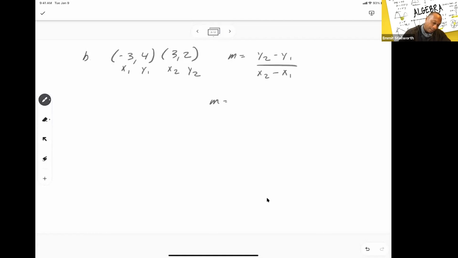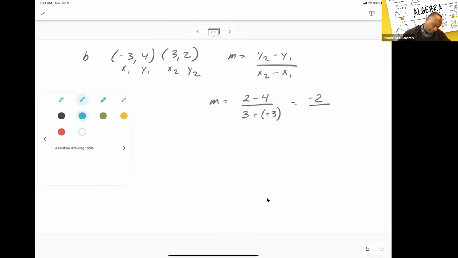So we plug in, we're going to have 2 minus 4 divided by 3 minus negative 3. So here we're going to have 2 minus 4, which is negative 2, divided by, remember this little part right here is going to become addition. It's the same thing as 3 plus 3, which gives us a 6.